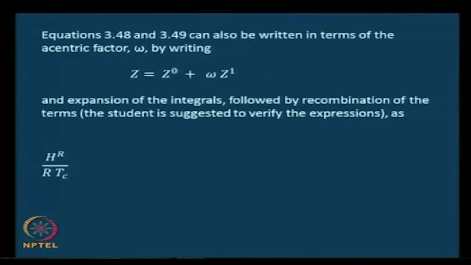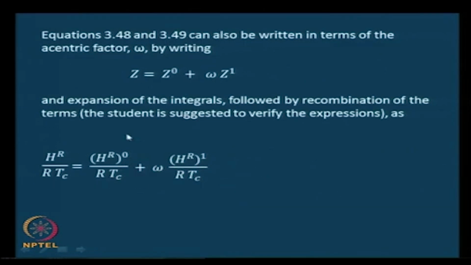Let us continue. If we do that, that is substitute Z in the previous expressions in terms of Z0 plus omega times Z1, HR by RTC can be written as HR0 by RTC plus omega HR1 by RTC.